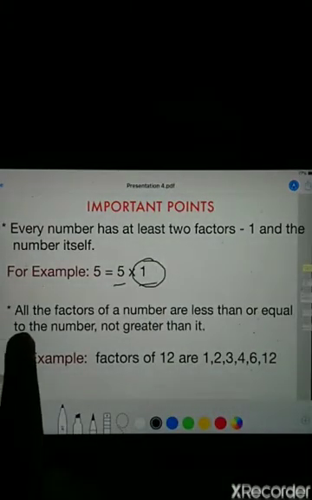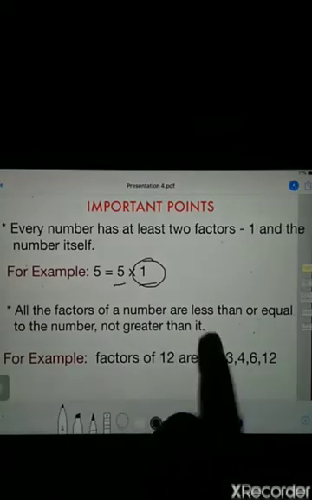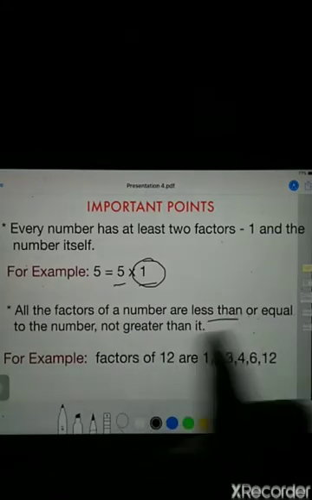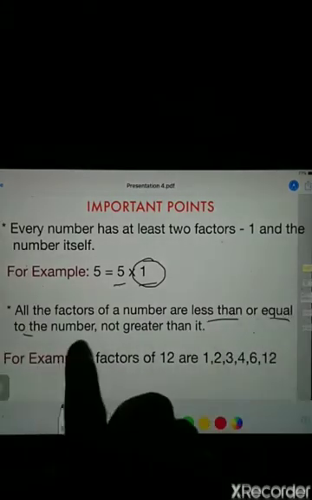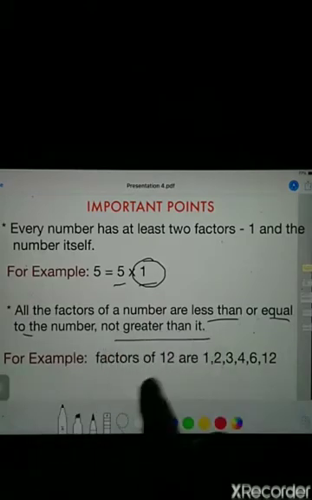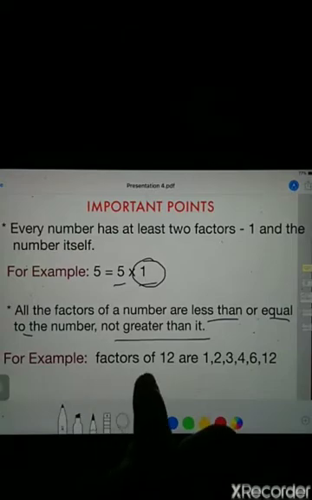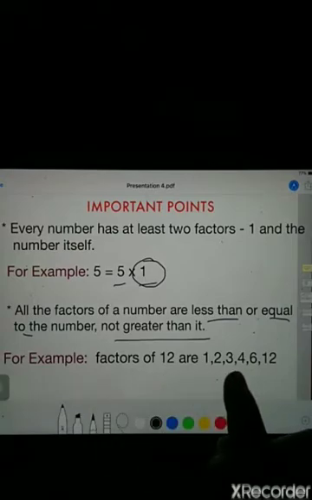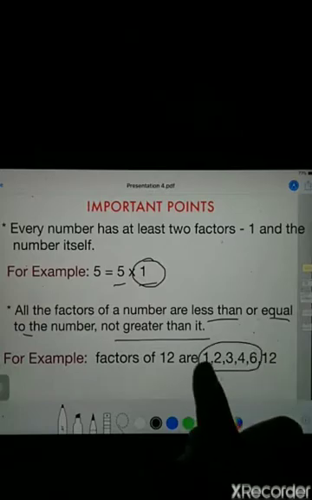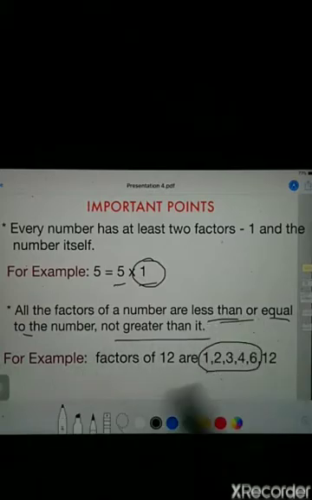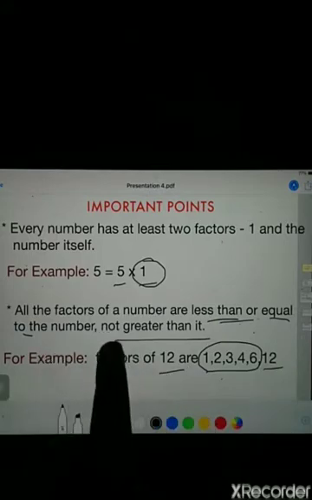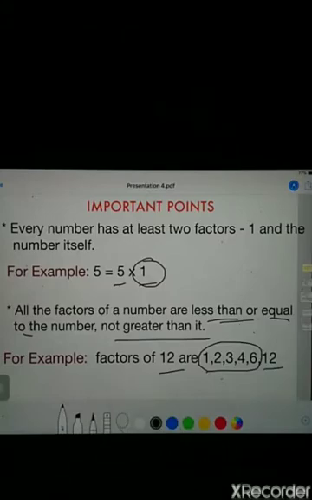The second point is that all the factors of a number are less than or equal to the number, not greater than it. Let's understand with the example. The factors of 12 are 1, 2, 3, 4 and 6. These are all less than 12, and 12 is equal to 12. So a factor is always less than or equal to the given number.